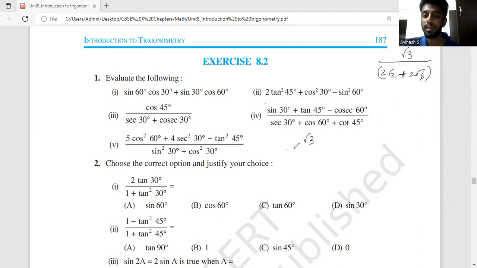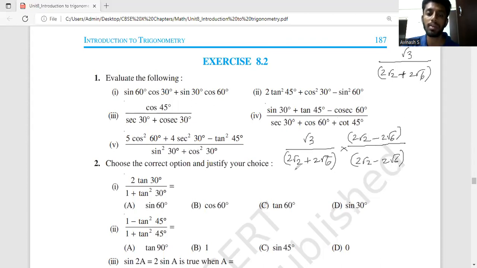So I'm rewriting it here: root 3 by 2 root 2 plus 2 root 6. This is the last step, and from here, we have to take the conjugate. What I mean by conjugate is whatever you have here, the same thing, but with an opposite middle term like this. The same thing you have to continue in the numerator also. This step is called the conjugate step. It is used to rationalize the denominator, because the denominator contains root terms, so we have to eliminate the root terms. That is the idea.